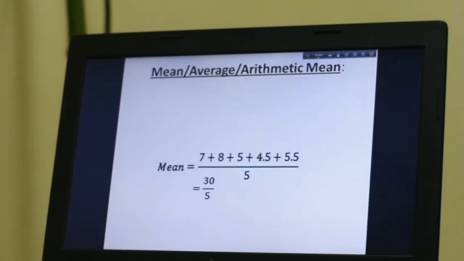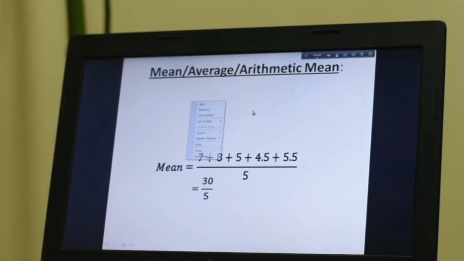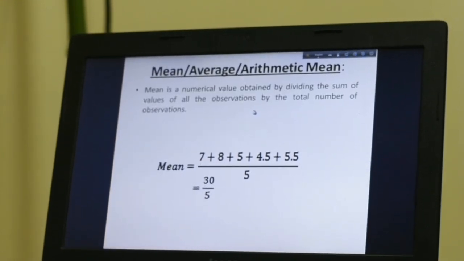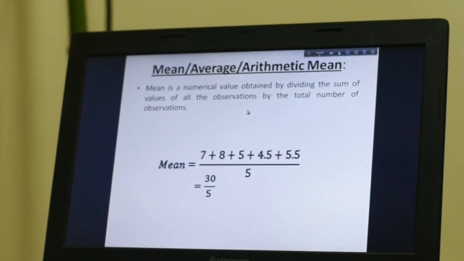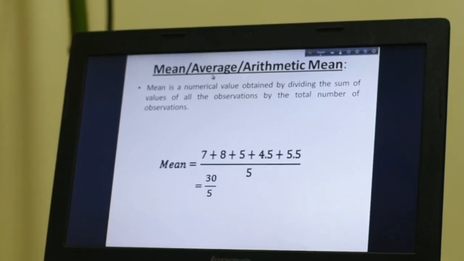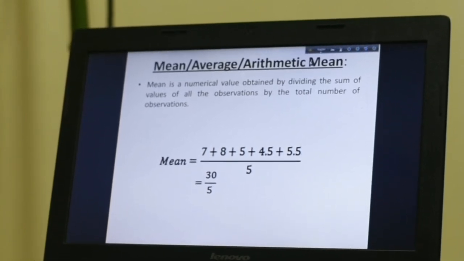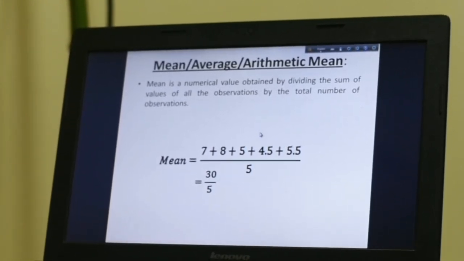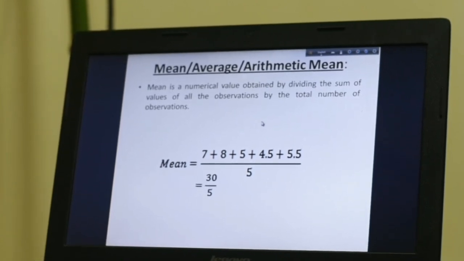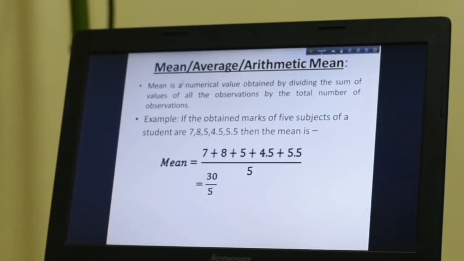Now we have to know the mean or average or arithmetic mean. Actually this is nothing new. When you were in a junior class, you understood what average is. The other name of average is arithmetic mean or mean. That is, the sum of all data divided by the number of data gives the mean.